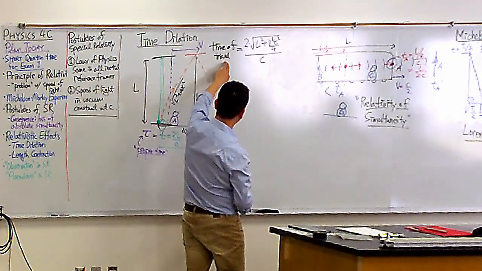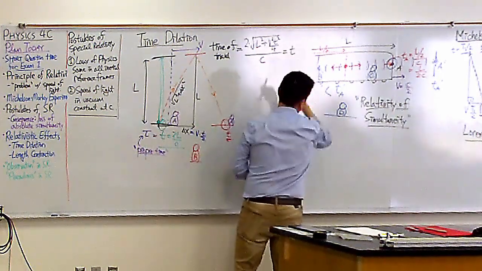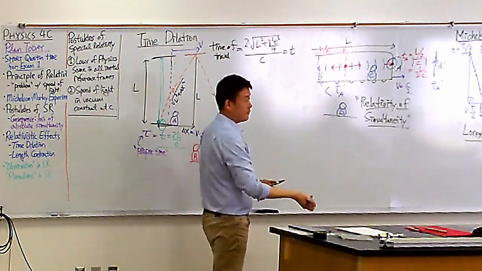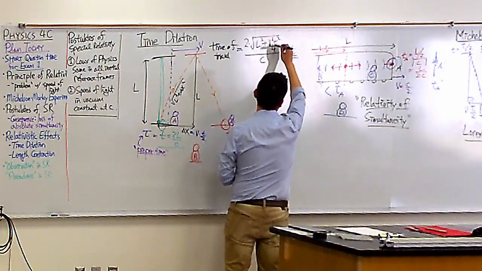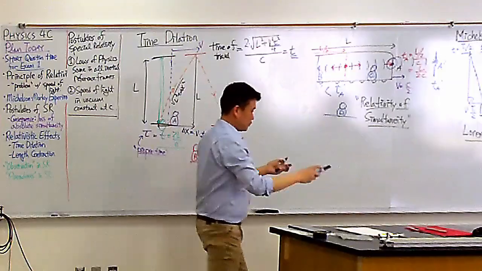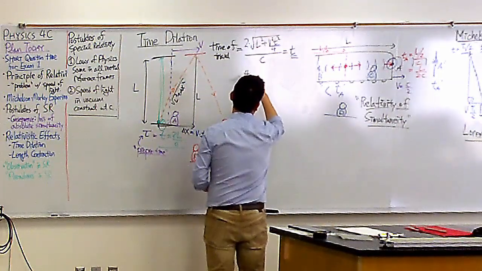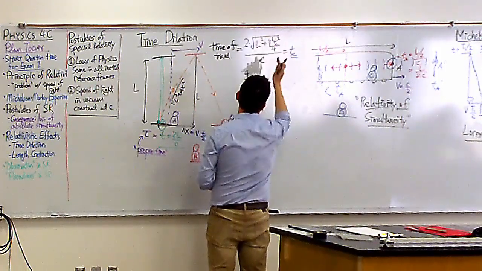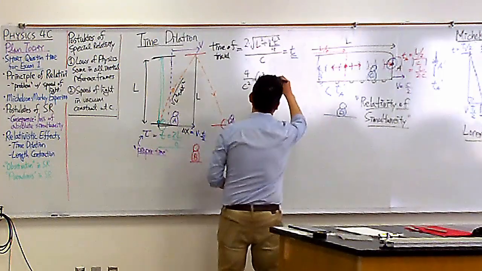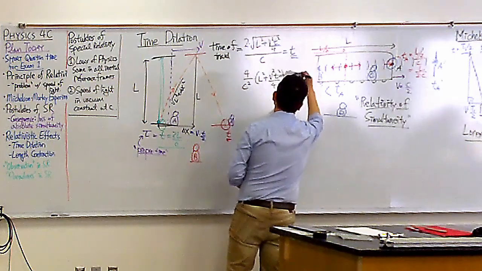So time of travel would be t. So all of this is equal to t. And if this is beginning to look familiar, it's because it is. It's like what we did before. I have t on both sides of this expression, so I'm not done yet. I have to solve it for t. So let me solve it for t. Square both sides. So I have 4 over c squared times this, L squared plus v squared t squared over 4, is equal to t squared.